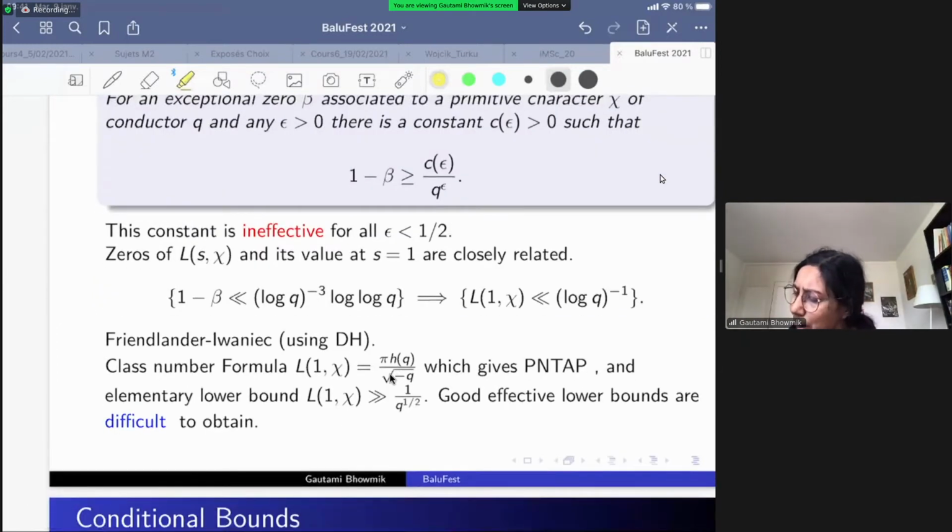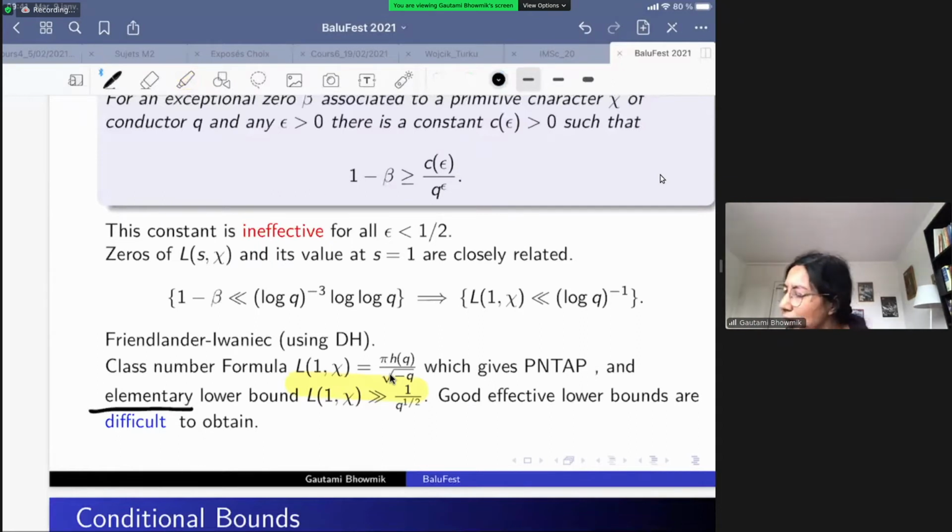One example that probably everybody has seen is that if you have the class number formula for this one, L1 chi equal to pi h_Q by square root of minus Q, then you get the prime number theorem in arithmetic progression, and you get an elementary lower bound, L1 chi bounded by 1 by Q to the power half.